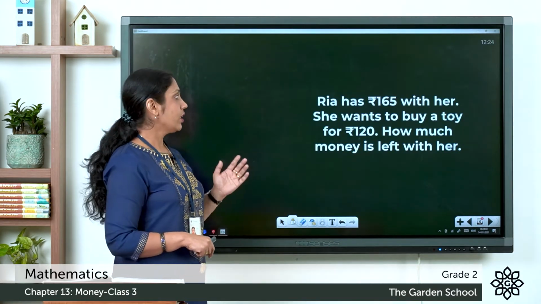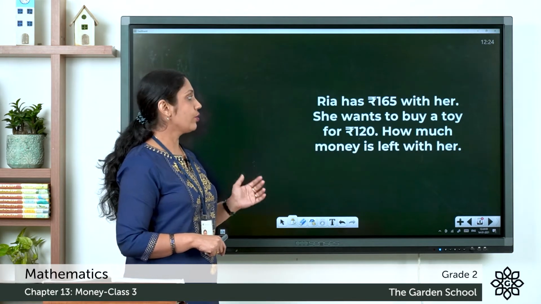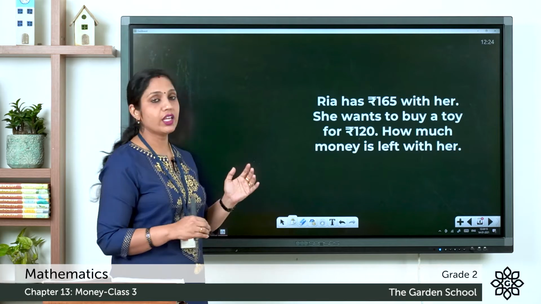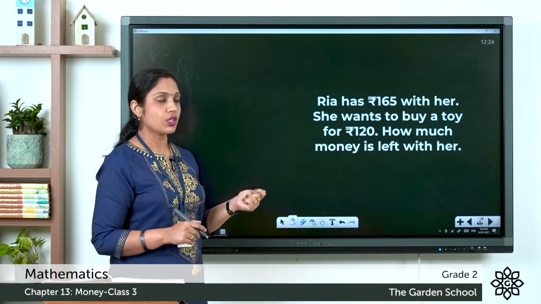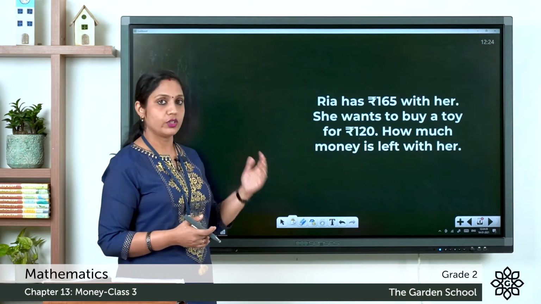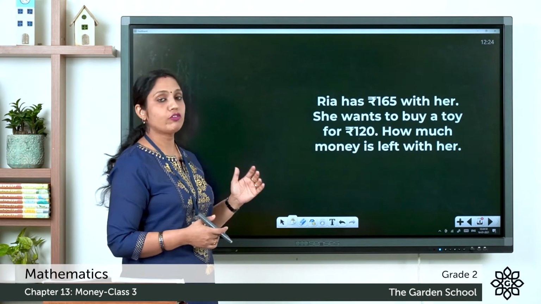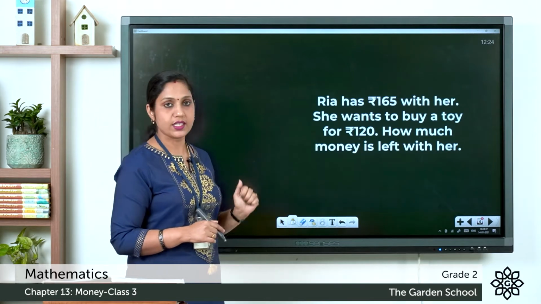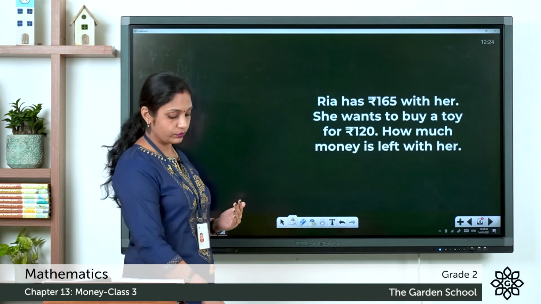Now let's check another question. Riya has rupees 165 with her. She wants to buy a toy for rupees 120. How much money is left with her? Riya is having 165 rupees and she wants to buy a toy which costs rupees 120. Now we have to find out how much money is left with her. Which is greater? The amount which Riya is having is greater, that is 165.